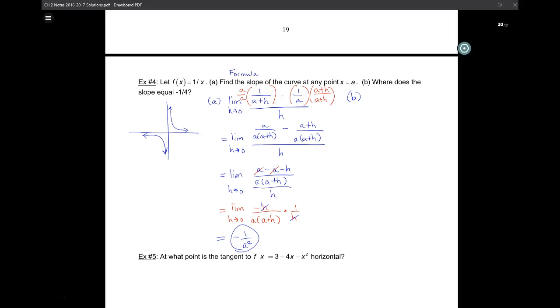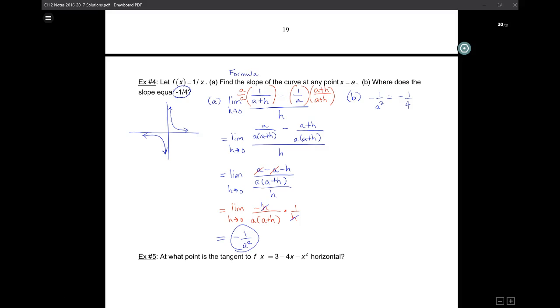So, what do we want to do? We want to set that equal to negative 1/4, right? You set that equal to negative 1 over 4, so it's plus or minus 2. So we want it equal to negative 1/4. So negative 1 over a squared is the same as negative 1/4.